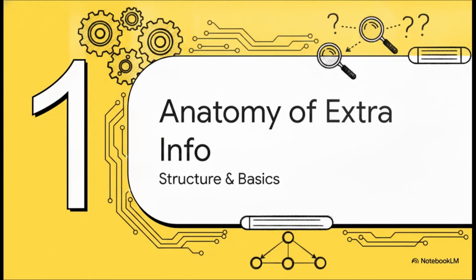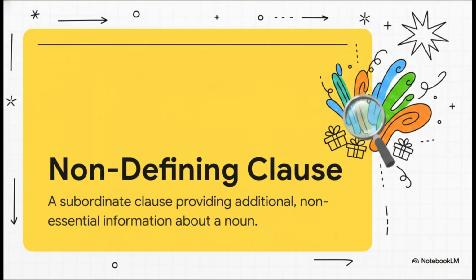All right, let's dive right into Section 1, the anatomy of extra information. So what exactly are we talking about here? Basically, a non-defining adjective clause, which, by the way, you might sometimes hear called a non-restrictive relative clause, is a subordinate clause that gives us additional non-essential information about a noun. The absolute key takeaway here is that this clause is supplementary. It's an extra. It brings wonderful color and precision to your writing, but it isn't strictly necessary to actually identify the noun itself. Think of it as a nice little bonus fact just neatly packaged right there inside your sentence.